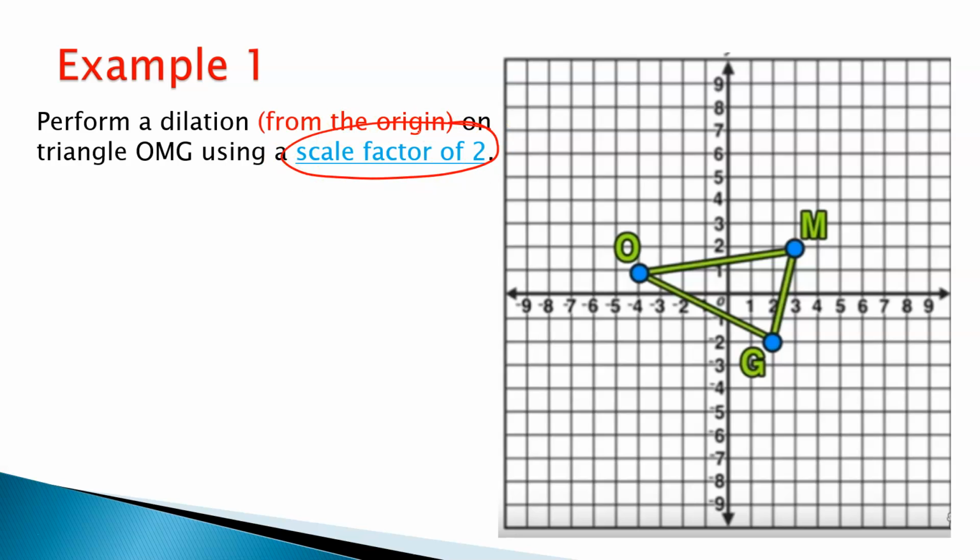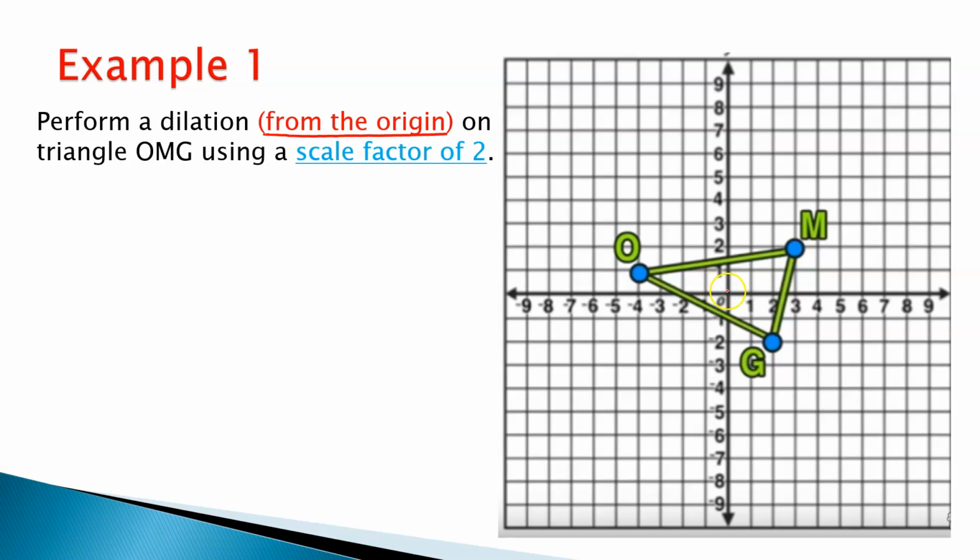Our scale factor is 2, right? It's a number greater than 1. So that means that this triangle OMG is going to start to expand. We should see it double in size by a scale factor of 2. But here's a very important thing to understand. We're dilating it where? From the origin. So what does that really mean?